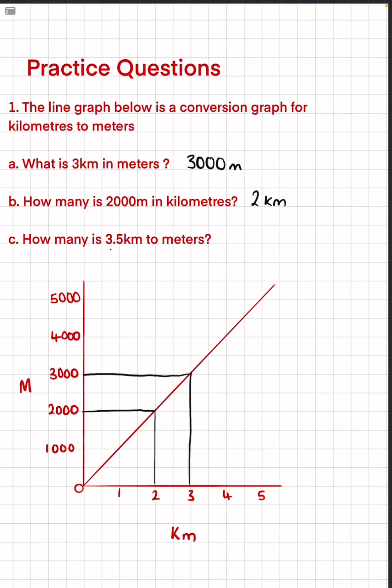The next question says how many meters is 3.5 kilometers? So we find 3.5, which is over here. We can draw a vertical line up to the red line, and then a horizontal line across to the vertical axis. So the answer is 3,500 meters.